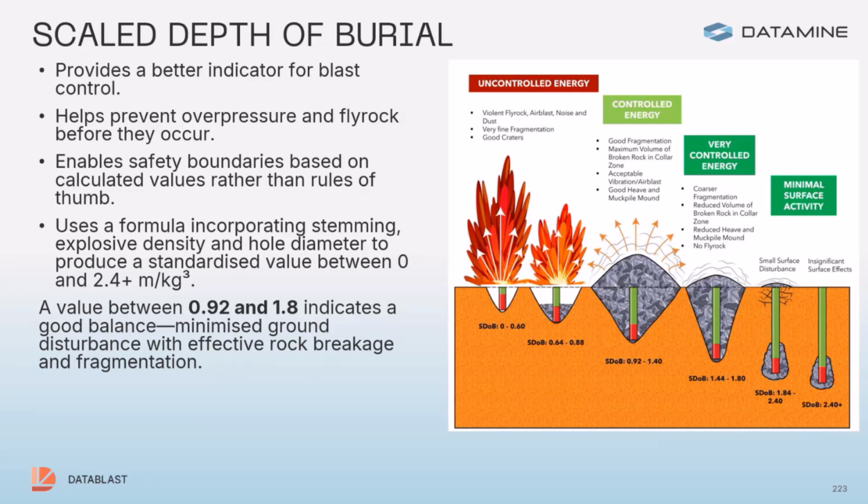It enables safety boundaries to be calculated based on values rather than rules of thumb, which a lot of firing boundaries are normally based on. We use a formula incorporating stemming, explosive density, and hole diameter to produce a standardized value between 0 and 2.4 meters per kilogram cubed. You've got a variation, but a value between 0.92 and 1.8 indicates a good balance.